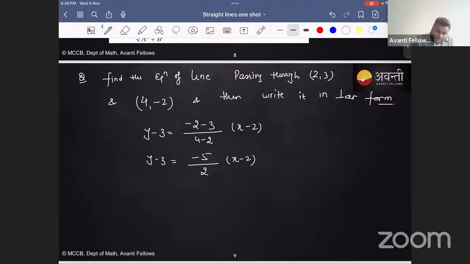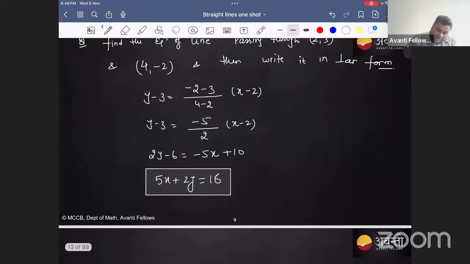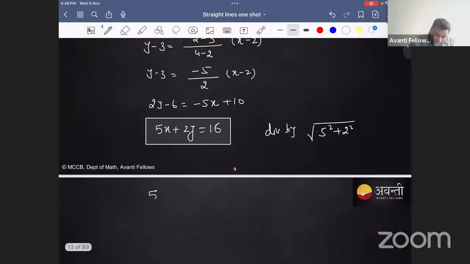So then it will be 2y minus 6 is minus 5x plus 10. So it became 5x plus 2y is equal to 16. First of all, this is the equation of line. Now you want to convert it into the normal form. To convert into the normal form, divide by under root of 5 square plus 2 square, that is coefficient of x square plus coefficient of y square. So it became 5 upon root 29 into x, 2 upon root 29 into y is equal to 16 upon root 29.